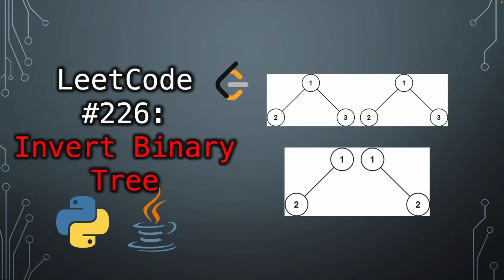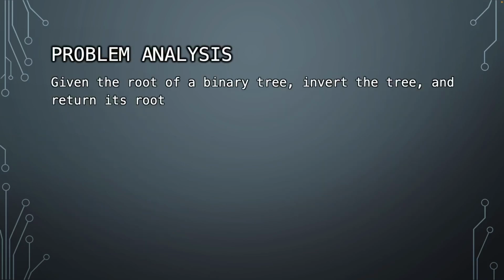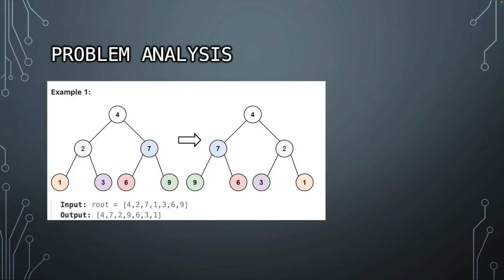In this video, I will explain my solution to LeetCode problem 226, Invert Binary Tree. Given the root of a binary tree, invert the tree and return its root. To invert the tree, for each node we must simply set the left child to be the right child and the right child to be the left child.